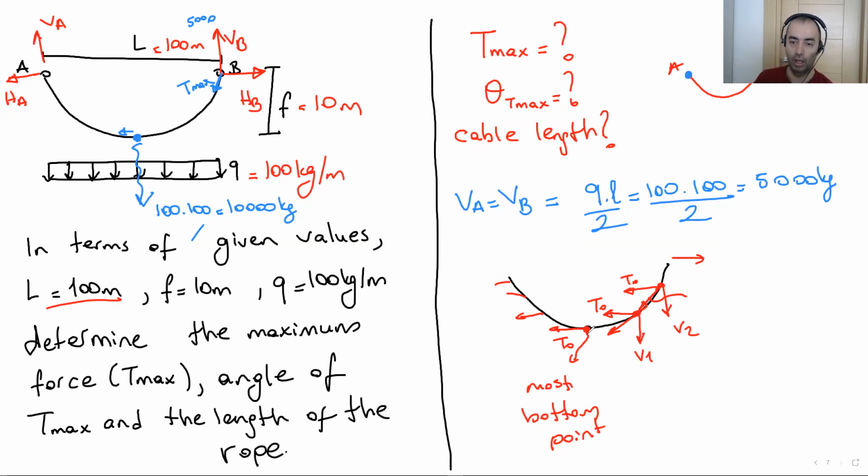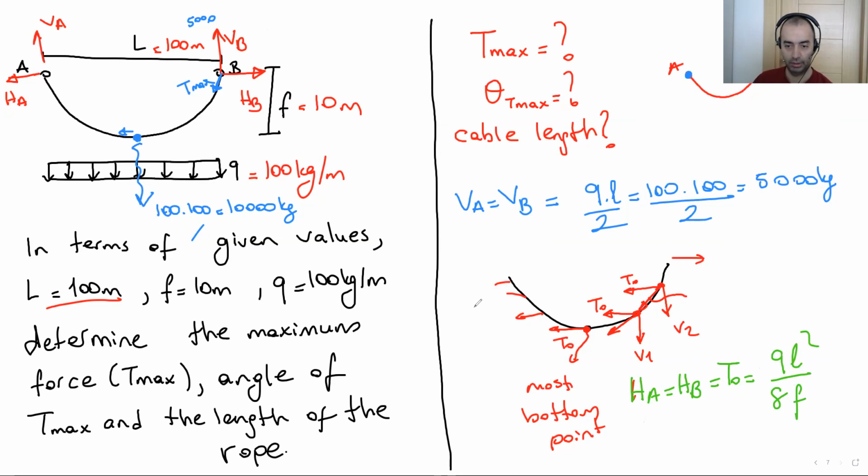Now, we have vertical A and vertical B. What about HA or HB? Here, HA equals HB. What was the T0 equation? T0 equals Q L squared over 8F.